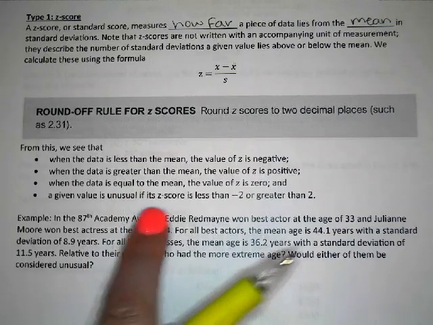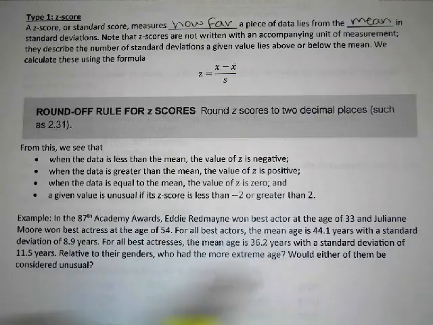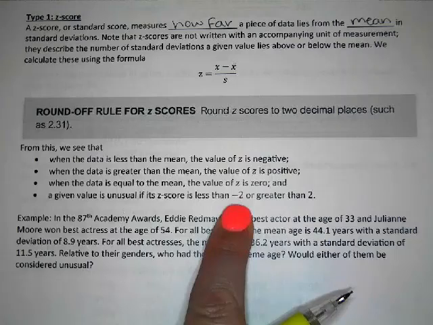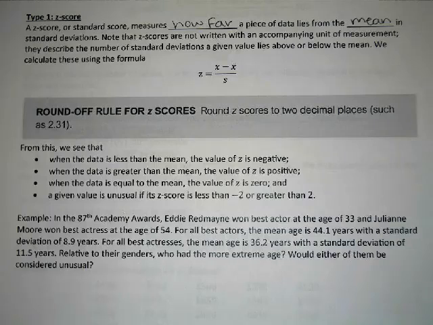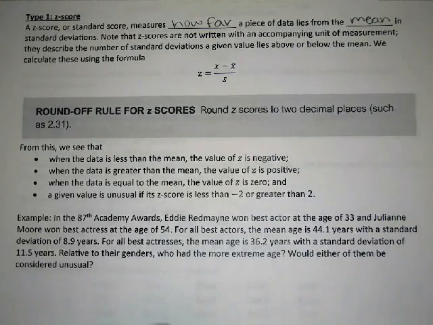We can also see that if the z-score is less than negative 2, or greater than positive 2, then the data value is unusual. That's referencing the range rule of thumb, where we said that typical values are within 2 standard deviations of the mean. So if the z-score has a size greater than 2, so a positive 3 or a negative 3, meaning it's more than 2 standard deviations away from the mean, then it's an unusual score. It's probably an outlier.